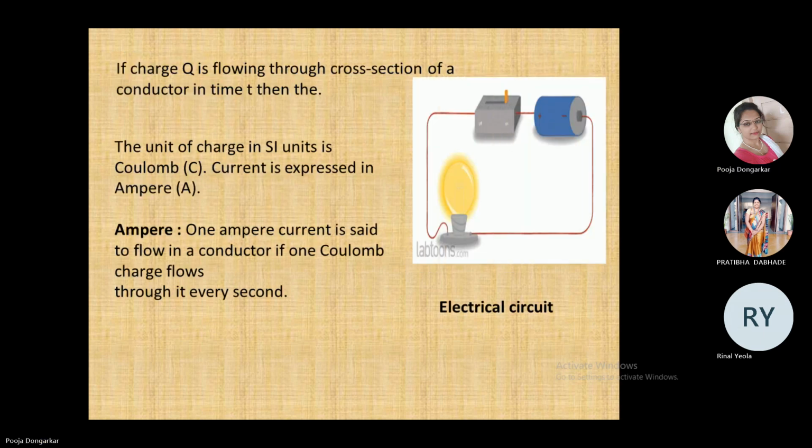Now, if charge Q flows through the cross section of a conductor in time t, then the SI unit of charge is the coulomb and current is expressed in ampere. What is the ampere? You can see this circuit: when we start the supply, when the plug or switch is turned on, the bulb glows, like when we switch on in our house. One ampere of current is when one coulomb of charge flows through the conductor every second.